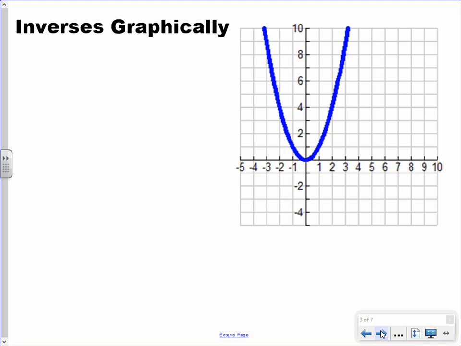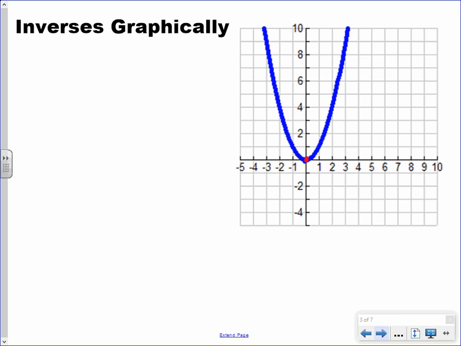It's reflected across the line f of x equals x. Okay, it is reflected along the line f of x equals x, or y equals x, which makes it have that perpendicular effect. I'll come back to that line. Let's go ahead and take this graph and find its inverse. On our graph, we have the coordinates 0, 0. If we switch x and y, what do we get?